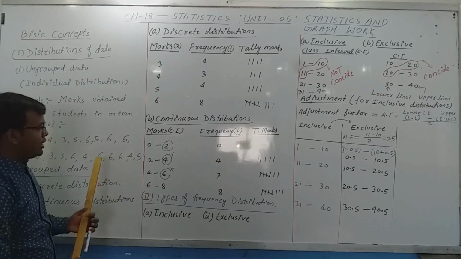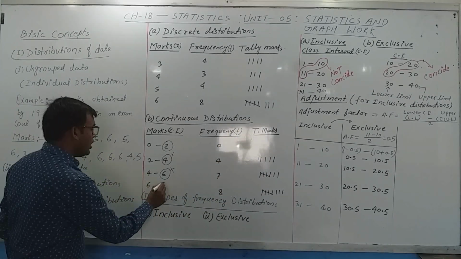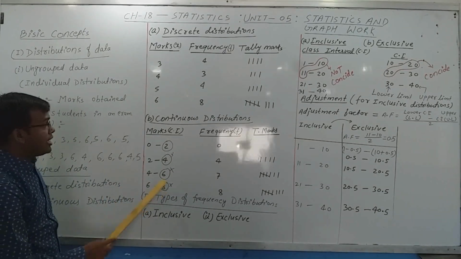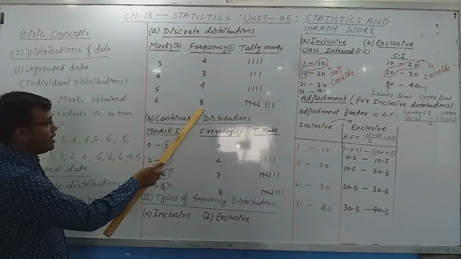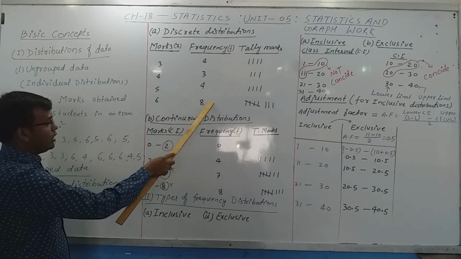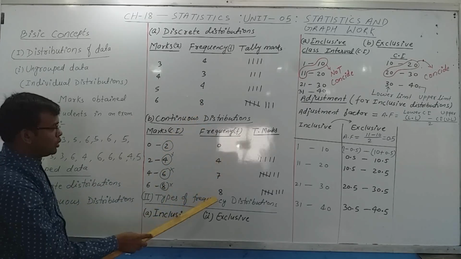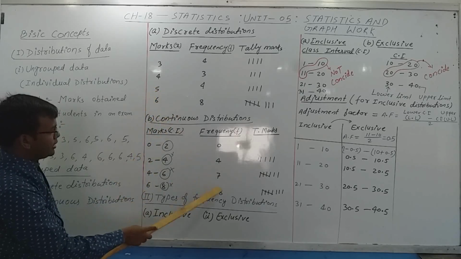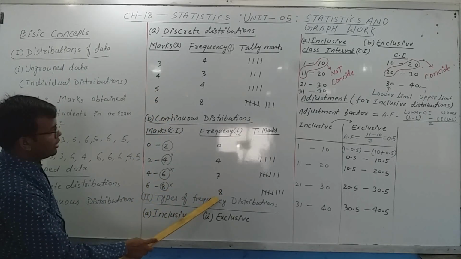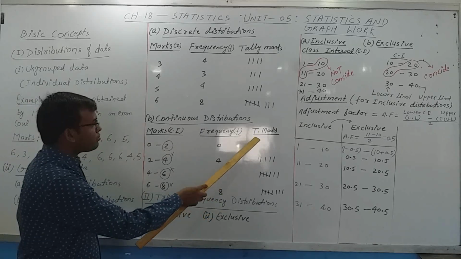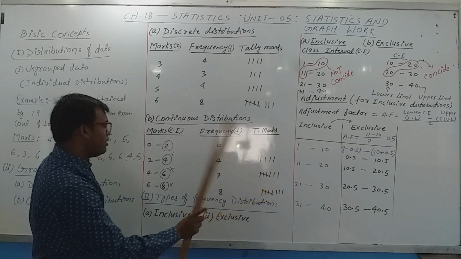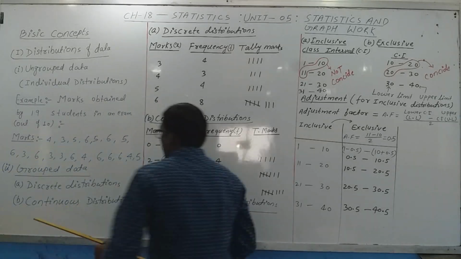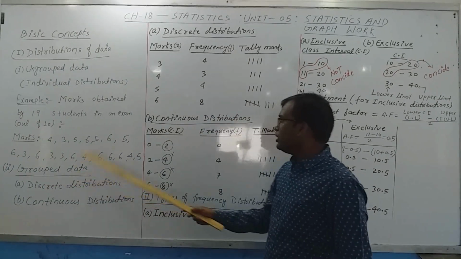And 6 to 8, 8 is not included. That means less than 8, that means up to 6. So add them, so this will be only what? 8. Is it clear? So you consider over here, it is the 6 to 8, it is the what? 8, and just it is the tally mark. Okay, so now all of you are able to learn about the grouped data.